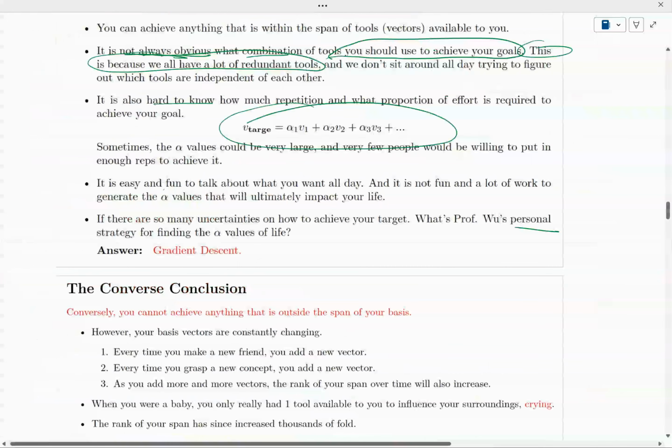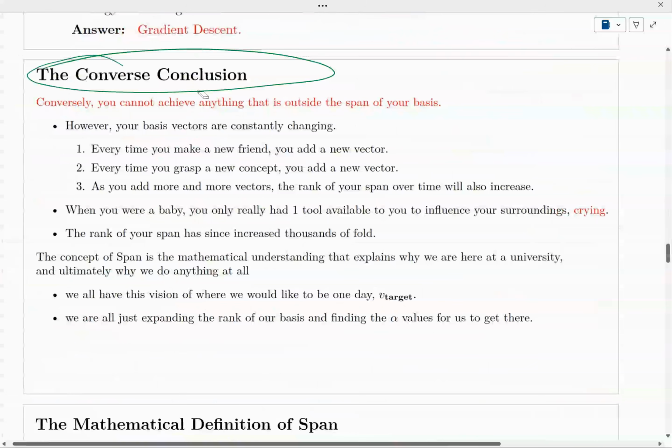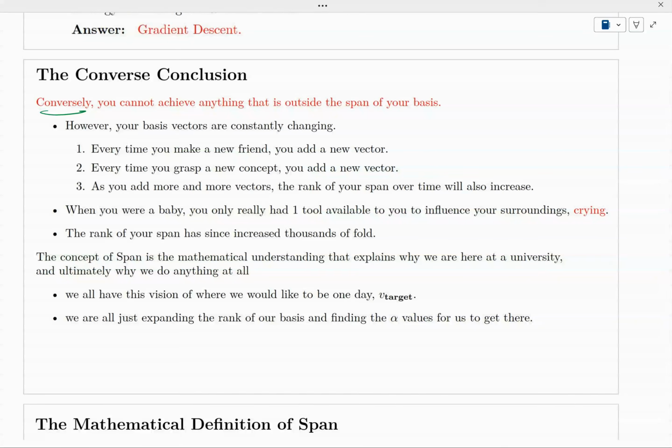Okay, so now that we have some conclusion, let's look at the converse conclusion. Conversely, we just talked about what you can achieve. Now we talk about how you cannot achieve anything that is outside of the span, right?